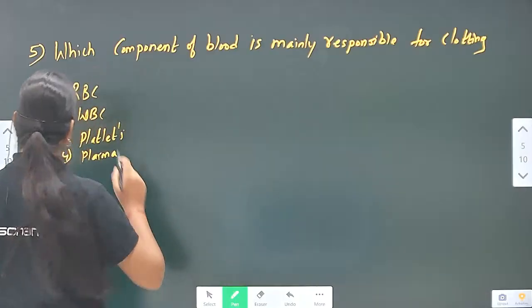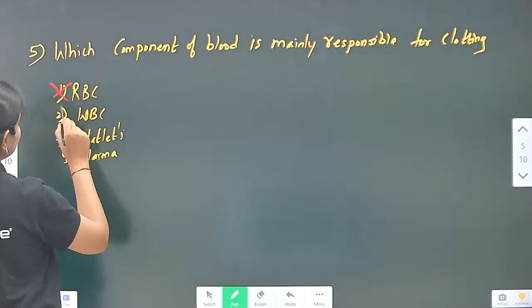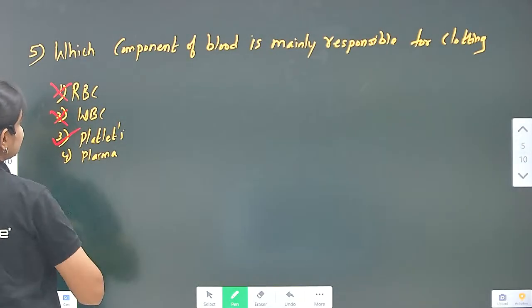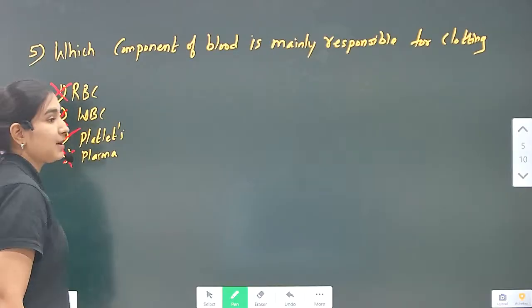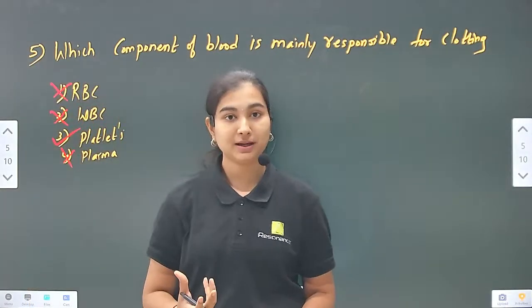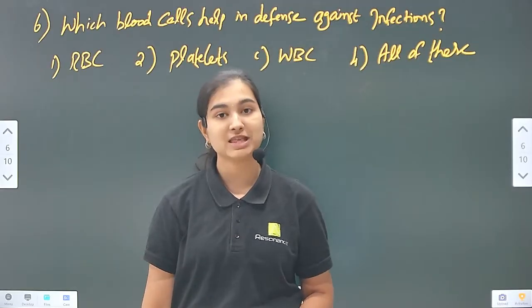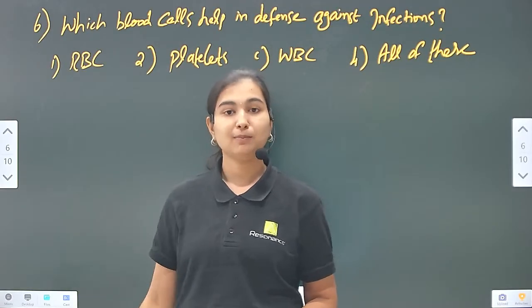Fine. So the RBCs, no. WBCs, no. The platelets, yes. And the plasma. So the platelets are also called the thrombocytes. Fine. Now let us move on to the next question.